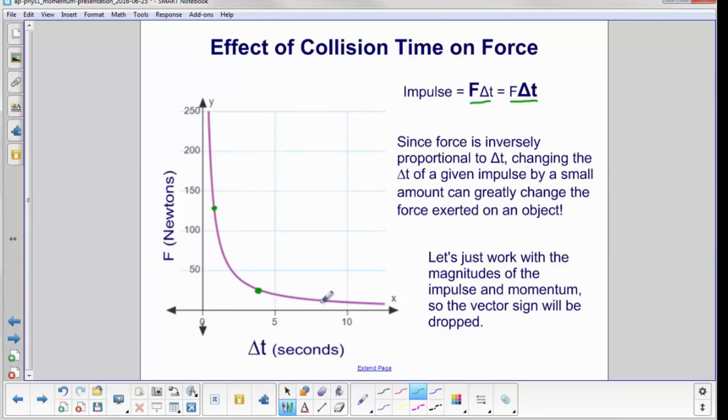And as you go longer and longer at your time interval, there's less of a change in force because frankly it's getting very tiny. Another way to look at that is we have impulse divided by delta t equals the force applied. So you can see as delta t gets smaller, F gets a lot bigger. Now we're just going to work with the magnitudes of the impulse and momentum going forward, so we're going to leave the vector sign out for now. The bold here is to show that if delta t is small, F is large. If delta t is large, F is small.